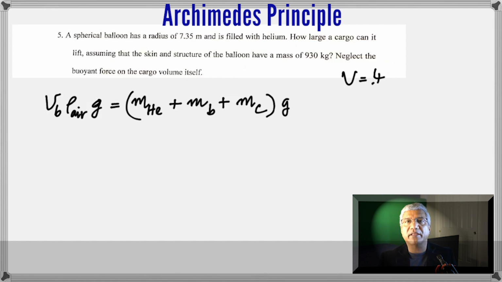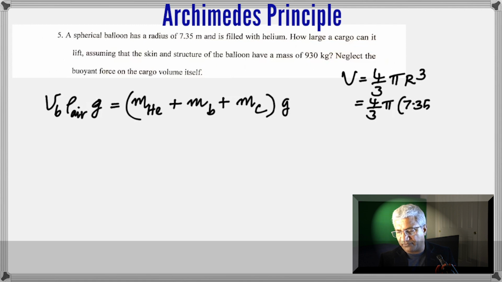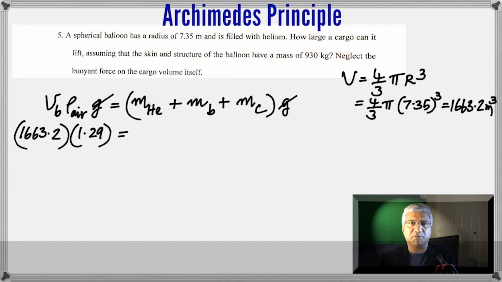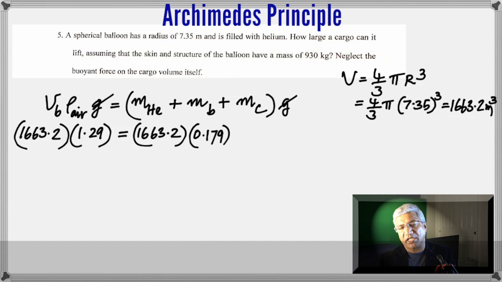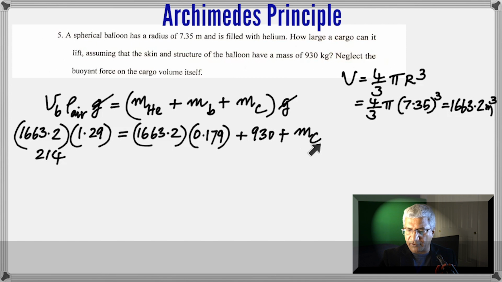G cancels out. And then the volume of a sphere is 4 by 3 pi r cube. All right, so when you do 4/3 pi r cube, put the radius as 7.35, and that comes out to be 1663.2 meter cube. And so we got the volume, and that is the volume of the air. The density of air will be given. It's 1.29. That is the mass of, we're trying to find the mass of helium because the volume of helium is the same. Times the density of helium is 0.179, which will again be given, plus the mass of the balloon, which is the mass of skin and structure is 930, and then the mass of the cargo, which we are trying to find. So do the math. Left-hand side, 2145.55.